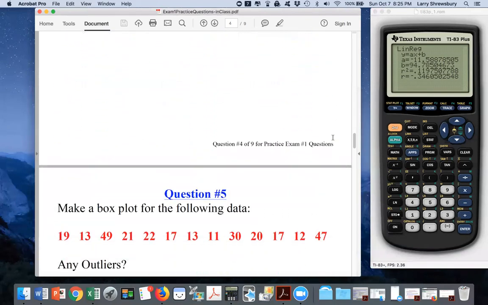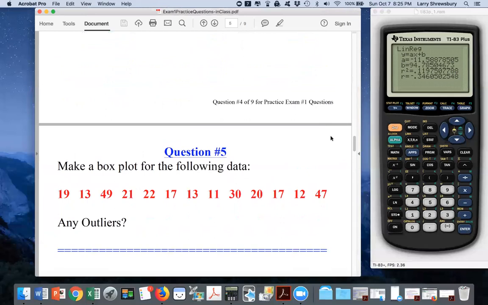Let's see what's next here. Okay, so why don't you go ahead and see if you can make a box plot. Maybe you've had trouble with the last one. Let's see if you're better at it now, and see if you got any outliers. So once again, you need to be good at this on the exam. That's why we're having you do it again.